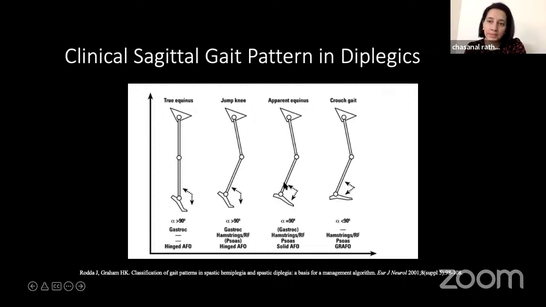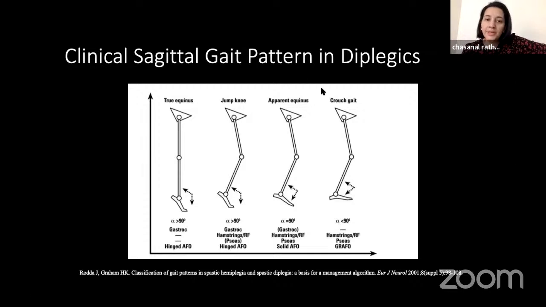The apparent equinus gait is where it seems like there is an equinus, but actually it's the tibia which has moved forward over the ankle, giving us a false feeling of equinus. The heel is up secondary to the flexion contracture of the knee. That's why it's called apparent equinus. It's not a true equinus. And here we don't treat the gastrocnemius. If we treat the gastrocnemius here, the child will become non-ambulatory, the child will deteriorate, and we can maybe induce an iatrogenic crouch.